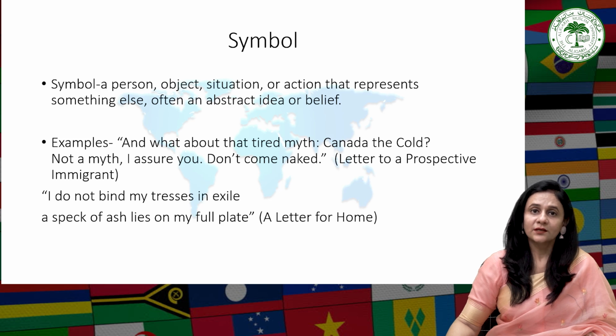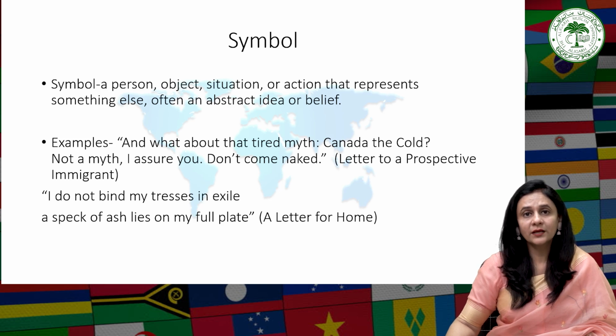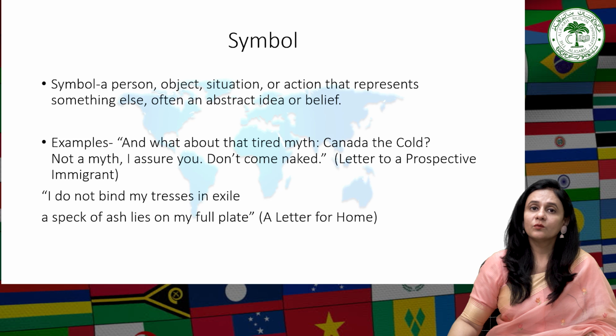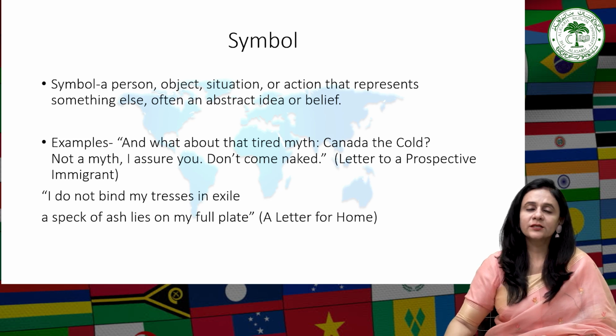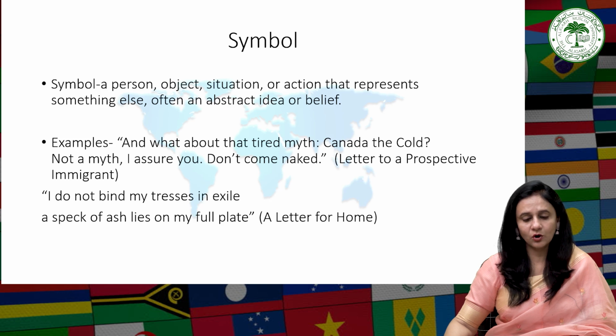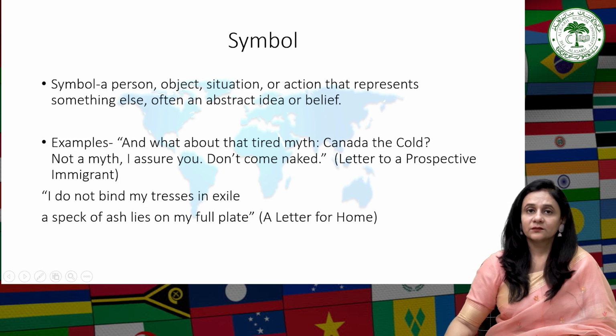Here the poet says that Canada not only has a cold atmosphere, cold weather, but the people are also very rude and hostile towards the immigrants. The coldness of their behavior makes it much more difficult for an immigrant to survive in that atmosphere. Next example is from the poem A Letter for Home. Here the poet says, "I do not bind my tresses in exile, a speck of ash lies on my full plate." The symbolic reference here used is ash.